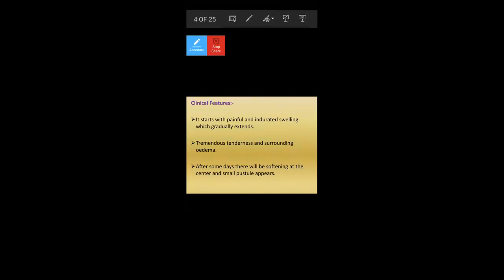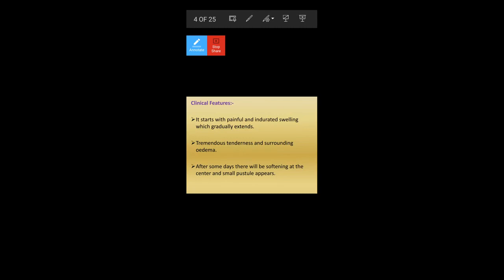Second symptom, like I said, it has a tremendous tenderness and surrounding edema. So the pain is a lot, and it has a tenderness, means you cannot touch that swelling. You cannot move the part where the swelling is. Okay, and the surrounding area of that furuncle, of that boil, will have some edema. This is because of a basic pathology of inflammation where tenderness is there and the surrounding area is edematous.